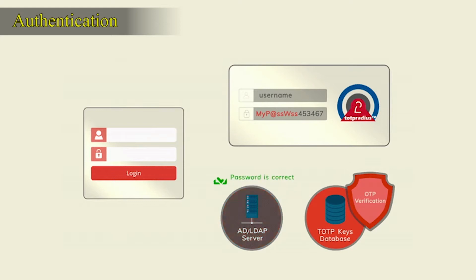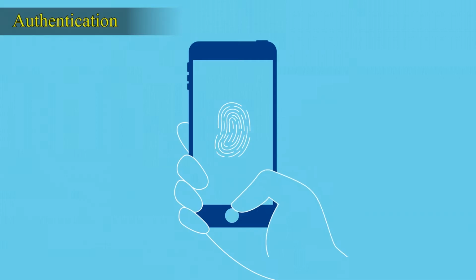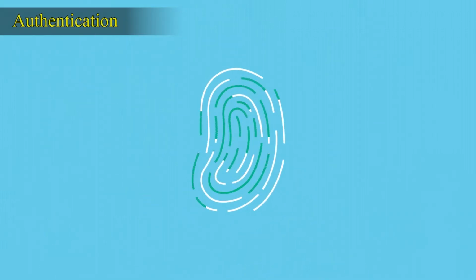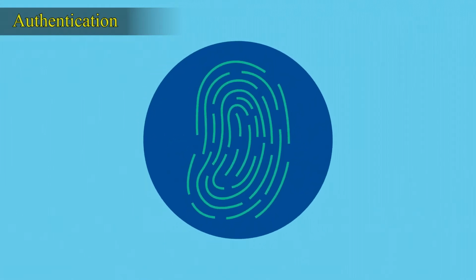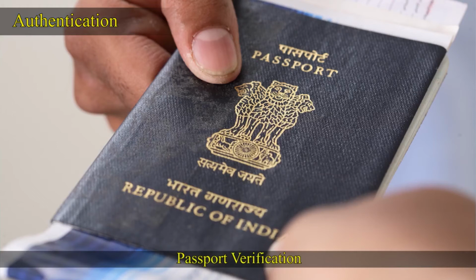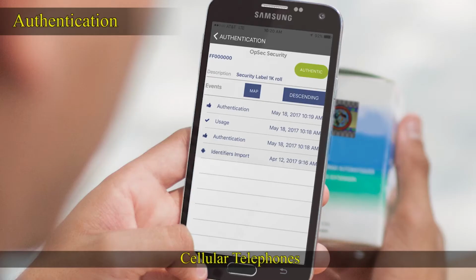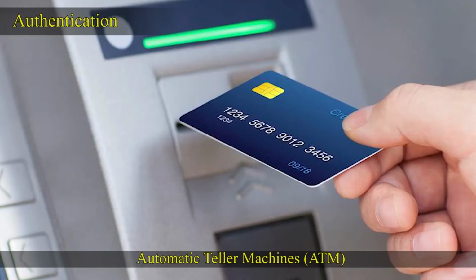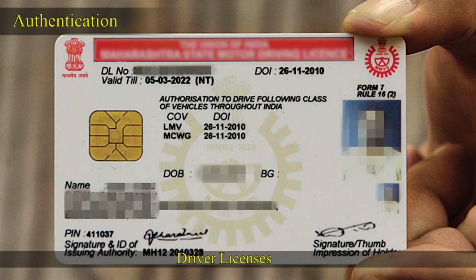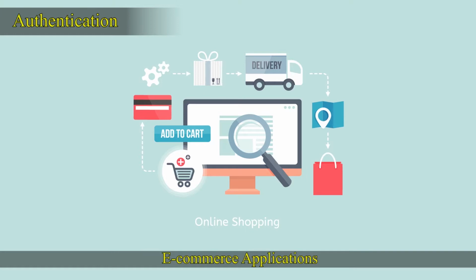The purpose of authentication is to ensure that the rendered services are accessed only by a legitimate user and not by anyone else. Today, many civilian applications need accurate automatic personal identification. For example, passport verification, cellular telephones, automatic teller machines (ATMs), driver licenses, and many e-commerce and mobile applications.